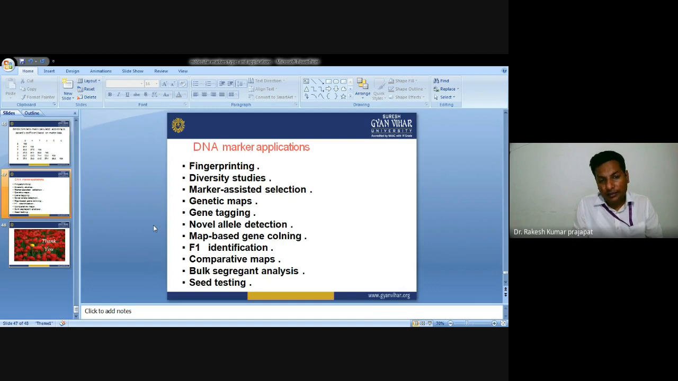Map-based gene cloning is a method of gene isolation. If we know the genetic or linkage map of a particular crop, a gene can easily be cloned or identified. F1 or hybrid identification can be done with the help of well-characterized molecular markers. Then comparative mapping: suppose we are comparing the genomes of two different species, we can develop a comparative map using molecular markers. We can prepare the genetic map for the two different species, and also use bulk segregant analysis and seed testing.